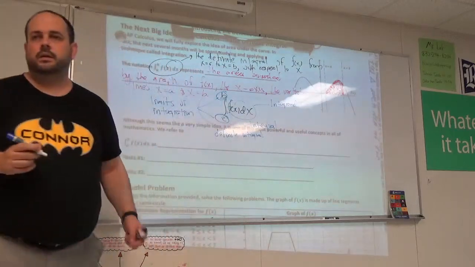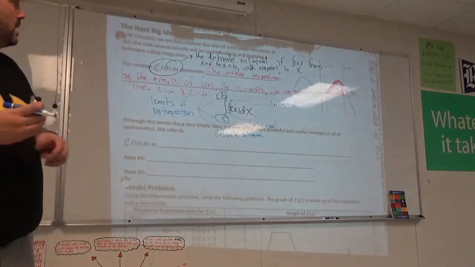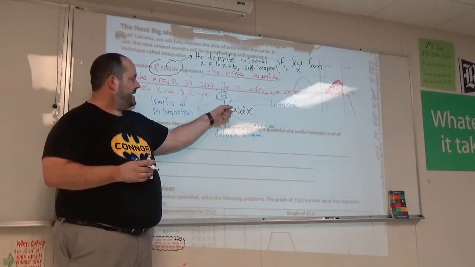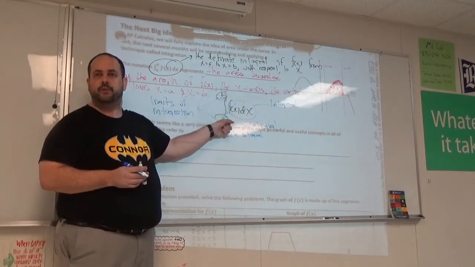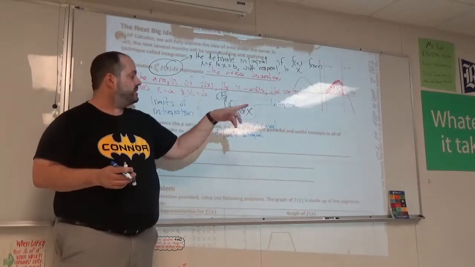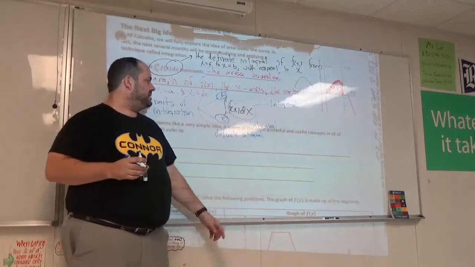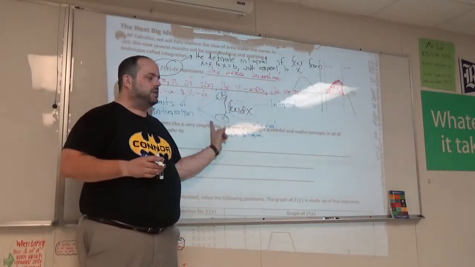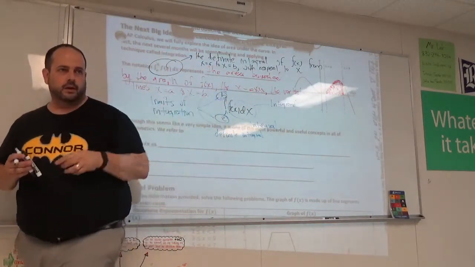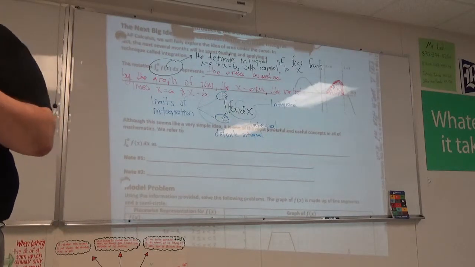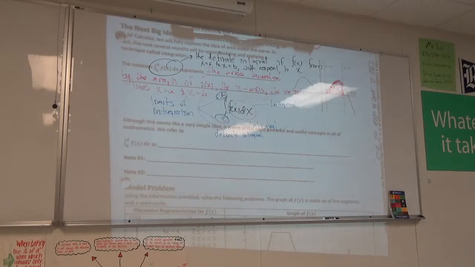Wait, what? So you have two integrals? No, you've got limits of integration. You've got the integral sign. Just like we have derivative notation, that's the integral sign. The f of x combined with the dx is your integrand. And the whole thing, when you put it together, is called the definite integral. What's the dx for? The dx is to tell you your variable of integration. So when I said with respect to x, that's what the dx is.